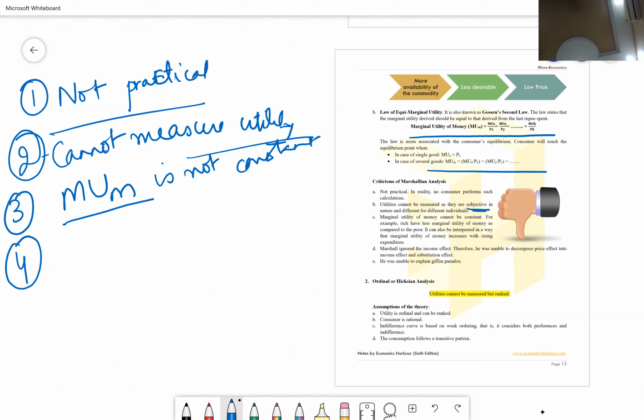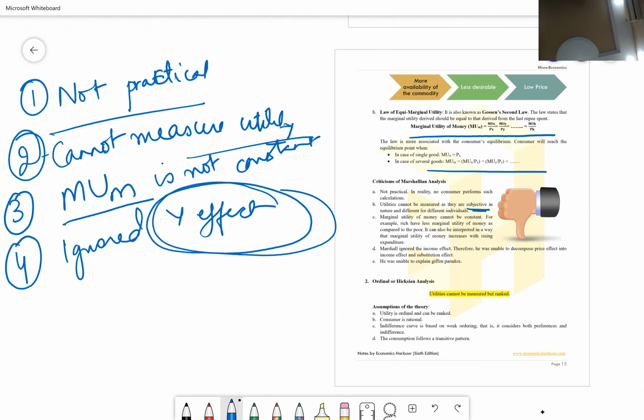Fourth is that Marshall ignored the income effect, right? What happens when income increases? When income increases, your marginal utility of money decreases definitely, right? And the other way around, what happens when the price of a good decreases? That will increase your real income. So again, you'll be consuming fewer units. As a result, Marshall did not include the income effect in his theory of demand, right?